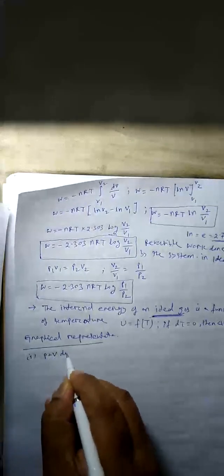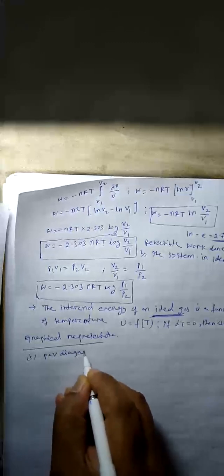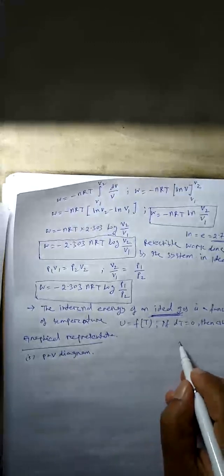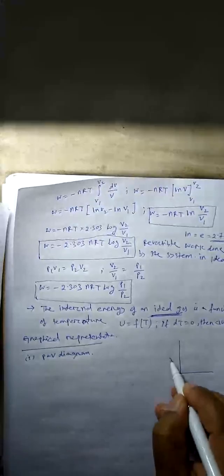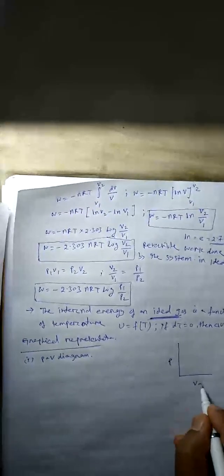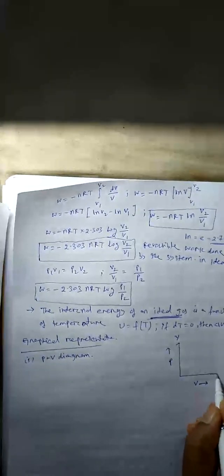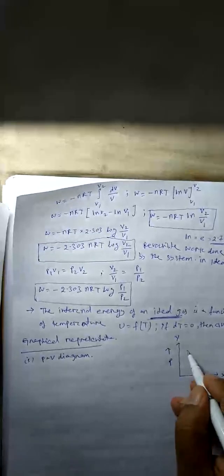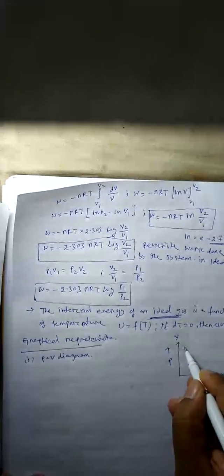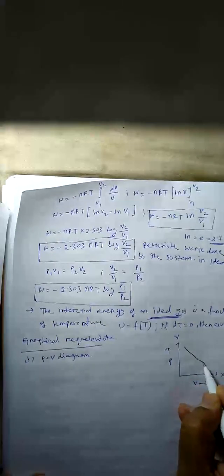PV diagram. In a PV diagram, if this is the pressure and this is the volume, then volume is on the x-axis and pressure is on the y-axis. Then what is the work done? Now in case of expansion, the gas tends like this.